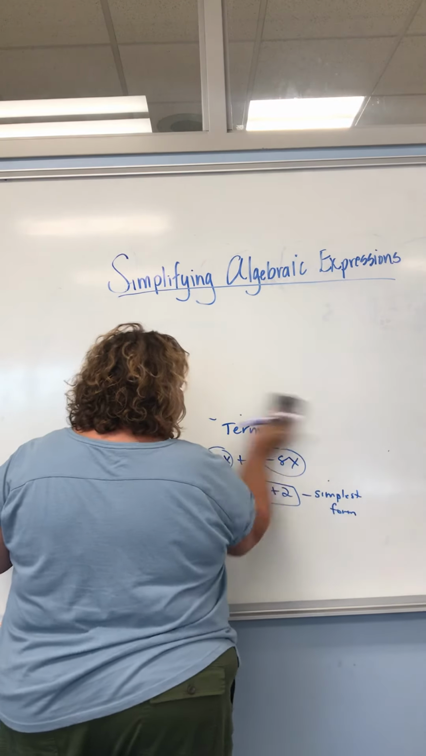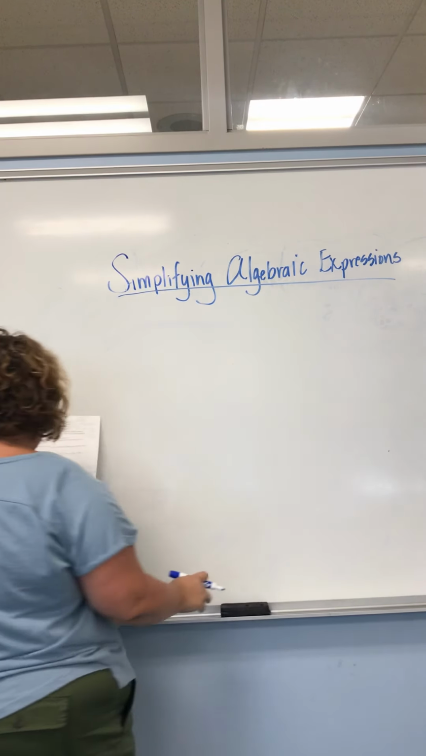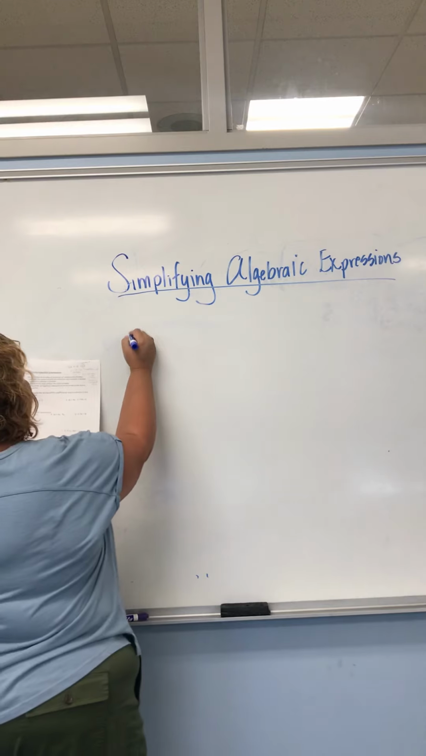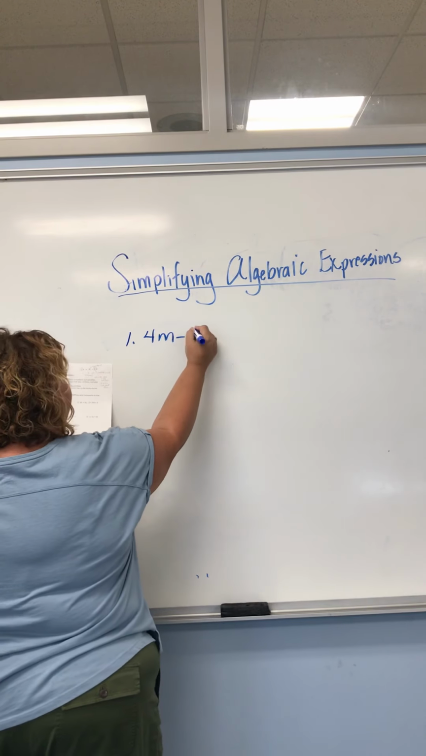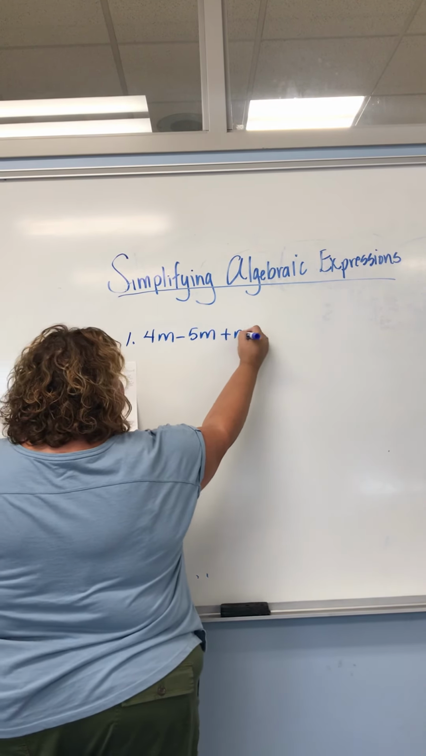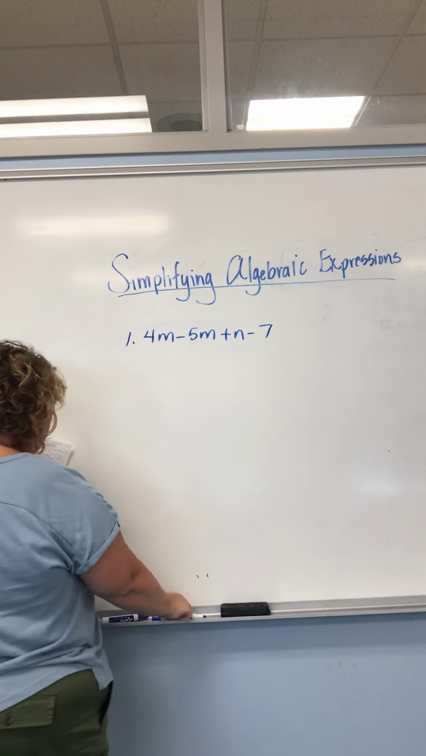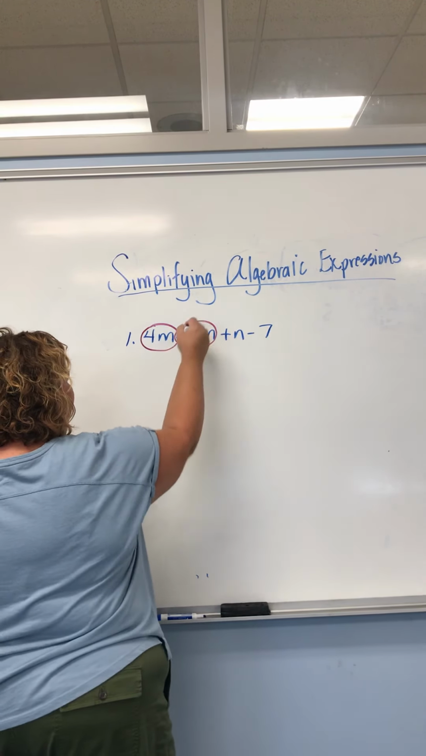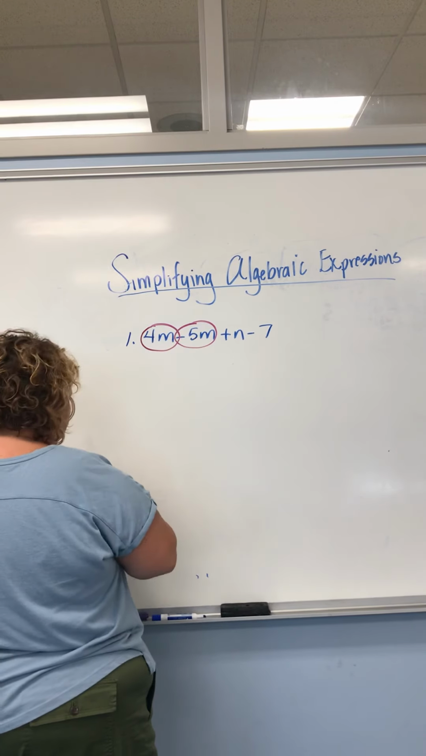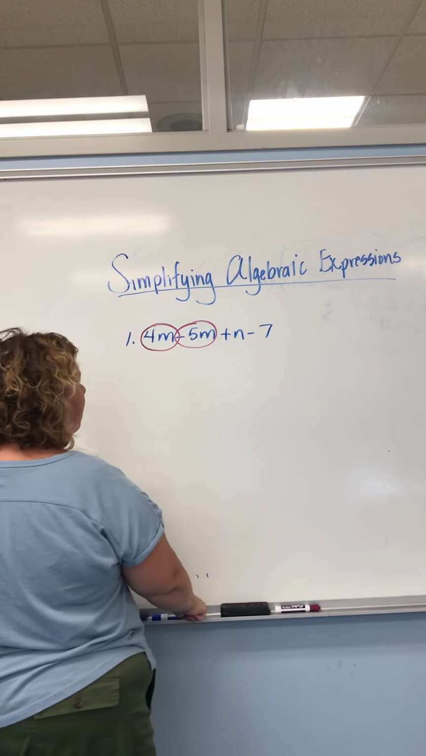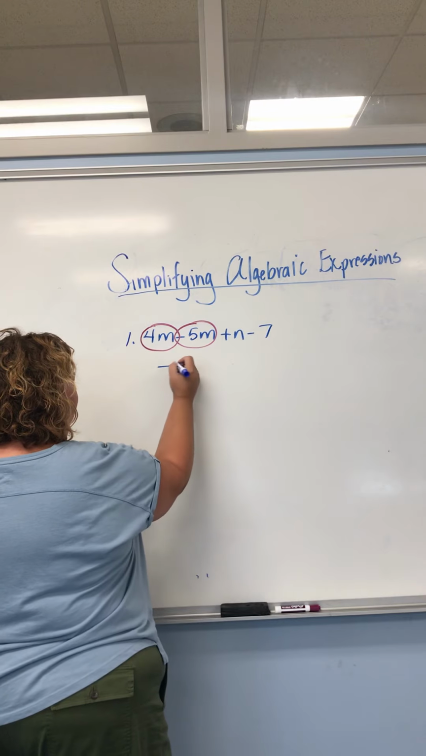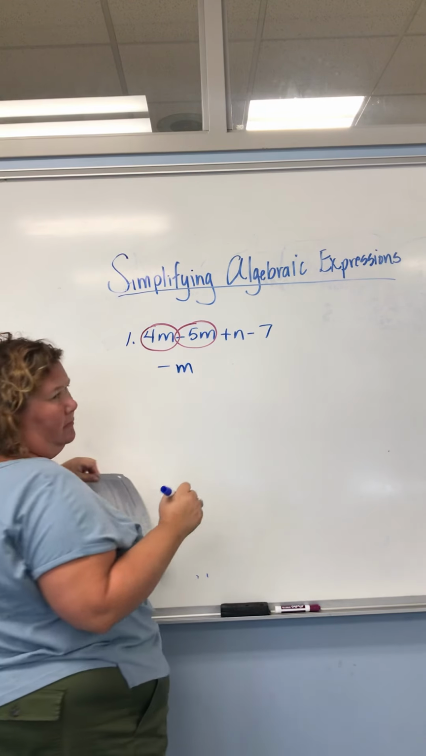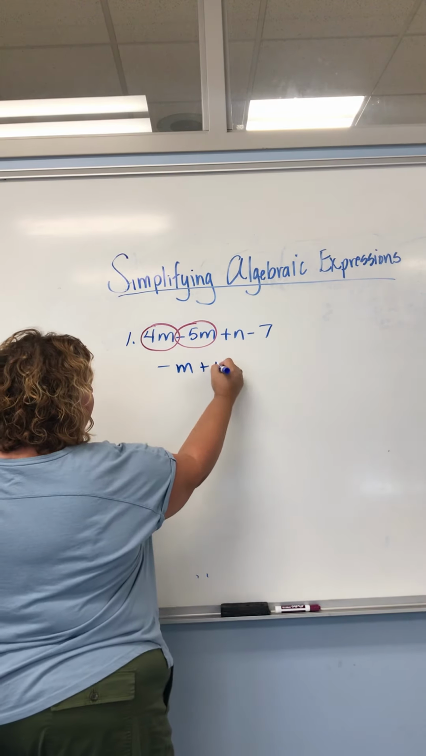All right. So let's go through some problems. Number 1, 4m minus 5m plus n minus 7. Like terms, I have m and negative 5m. Those are like terms. So 4 minus 5 is negative 1, or negative m plus n minus 7.